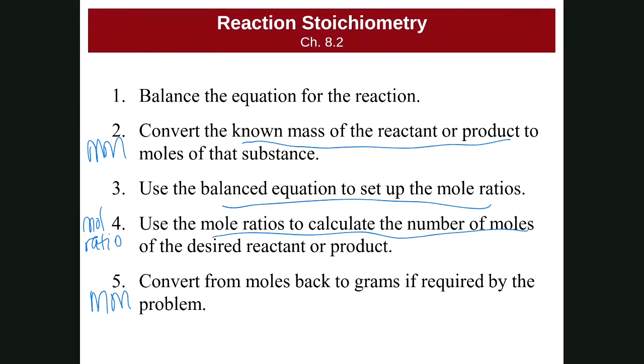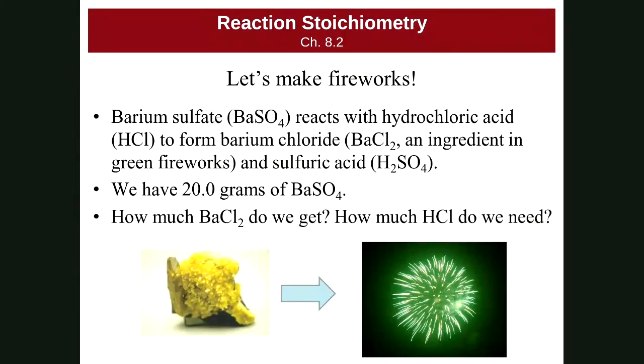All right, let's practice. So let's make some fireworks. So it sounds exciting, right? Barium sulfate reacts with hydrochloric acid to form barium chloride. Barium chloride is an ingredient in green fireworks, and sulfuric acid is a byproduct of this reaction. So we have 20 grams of barium sulfate, and let's just assume we have a ton of hydrochloric acid. So we have 20 grams of barium sulfate. How much barium chloride do we get, and how much hydrochloric acid do we need from our supply of hydrochloric acid?